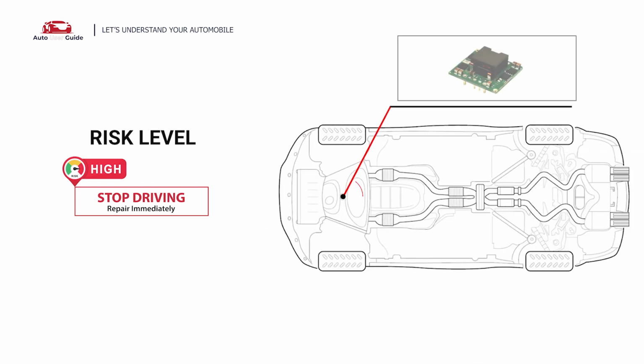This engine code indicates that there's a problem in the circuit responsible for allowing the DC-DC converter to operate, preventing the high-voltage battery from providing power to the 12-volt auxiliary battery. Under this circumstance, stop driving and repair your vehicle immediately.